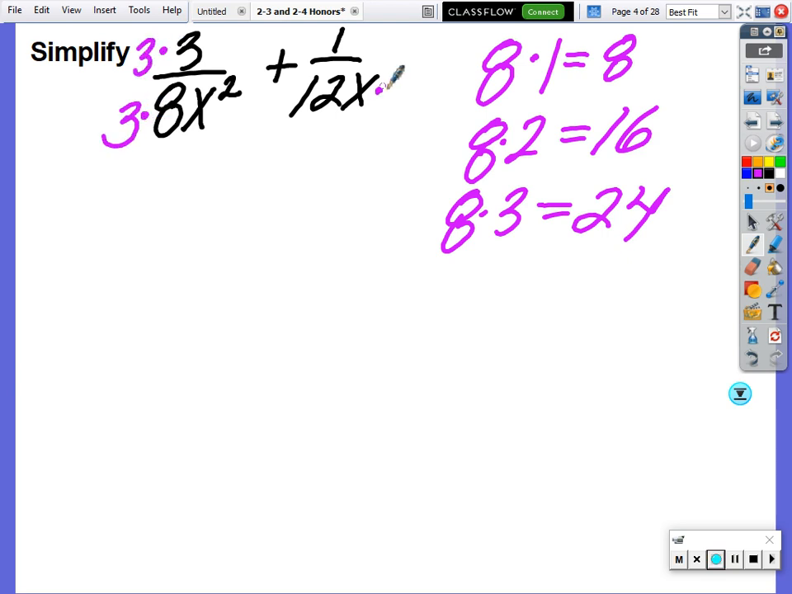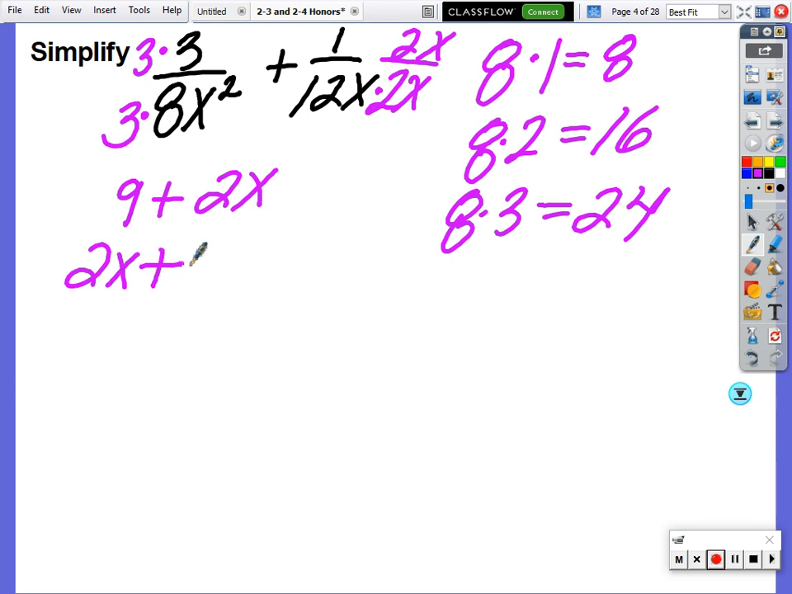Then right here, wouldn't we times by 2 over 2? Yeah. And now this one has x squared, so this one needs a x. Okay, now our next step is to multiply out the numerator, right? 3 times 3 is 9, plus sign. 1 times 2x is 2x. Now write it in standard form. So our numerator is 2x plus 9.